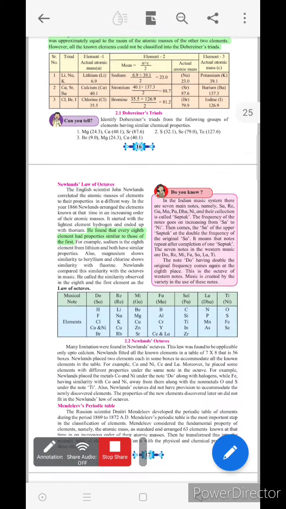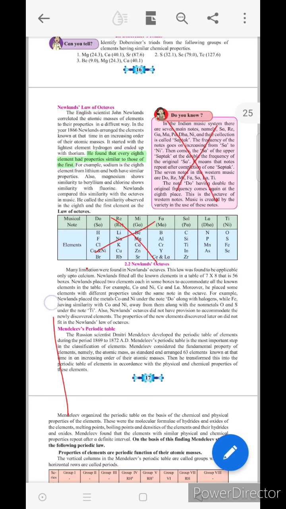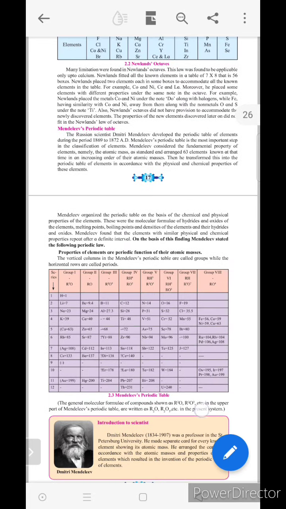Now we will move on to page number 17. On page number 17, there are two boxes which are removed. The pink color box, Do you know, and the Musical Note and Element, figure number 2.2, those two boxes are removed. Page number 17 is finished.